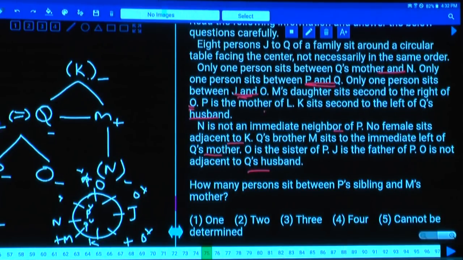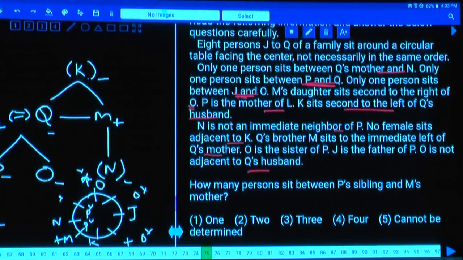K sits second to the left of Q's husband. That is fine. And what else is left over here? Only one person between P and Q. Only one person between J and O. M's daughter sits second to the right of O. P is the mother of L. K sits second to the left of Q's husband.